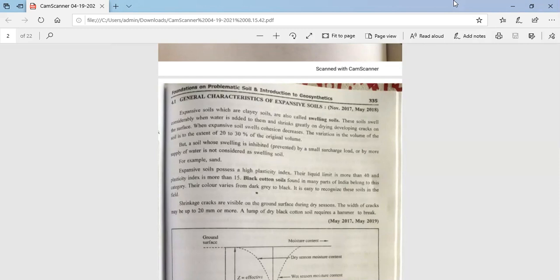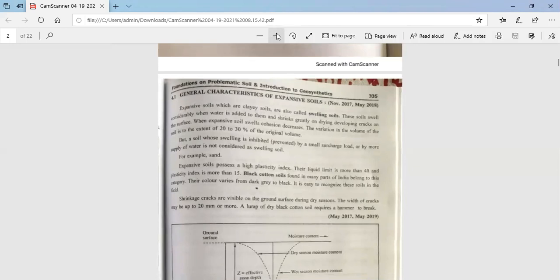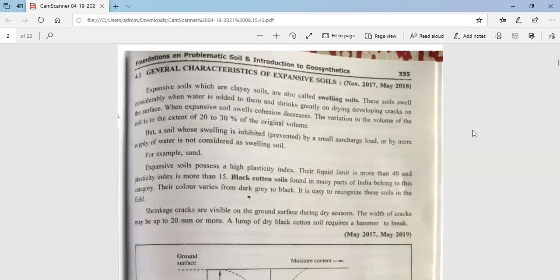Black cotton soil, found in many parts of India, belongs to this category. Their colors vary from dark gray to black, so it is easy to recognize these soils in the field. Shrinkage cracks are visible on the ground during the dry season. The width of cracks may be up to 20 mm or more. A lump of dry black cotton soil requires hammers to break.